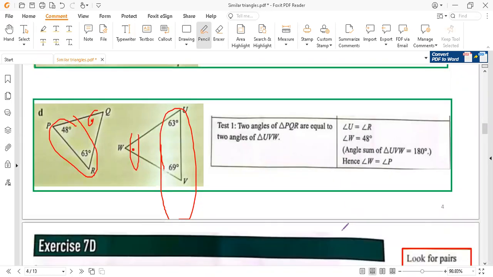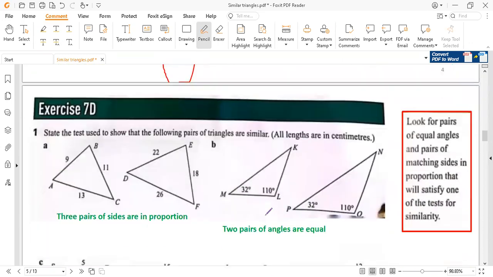These are the four tests for similarity, and you can also assess yourself using the following exercises. They ask us, for example, here to state the test used for having similarity between these triangles. So normally we have three sides here. We don't have any trace of values for angles, so we have to use the given sizes.